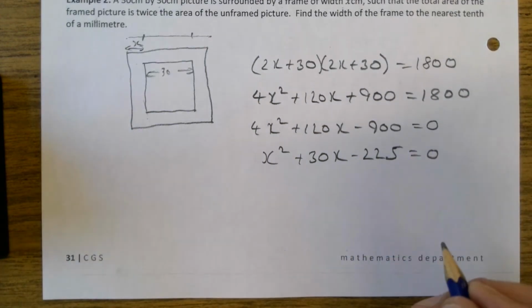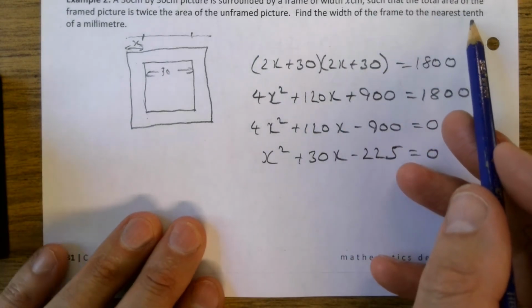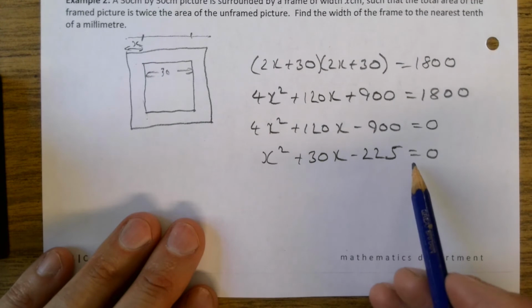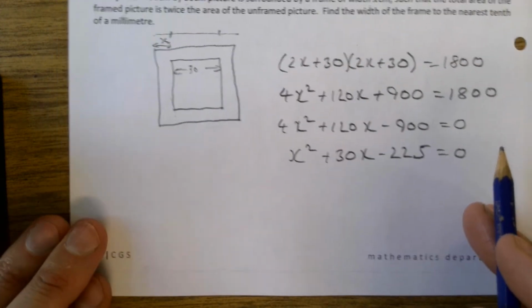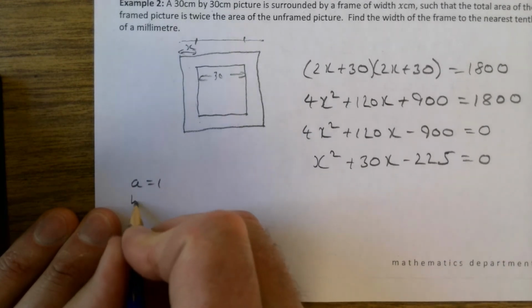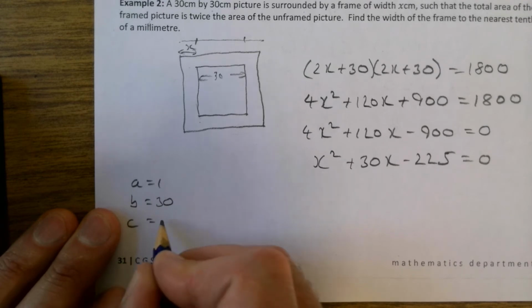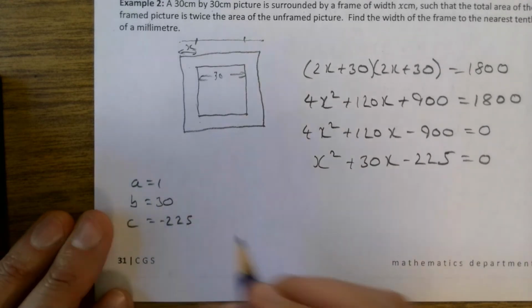I don't think it's going to factorize, and the reason I don't think it's going to factorize is because it says give it to the tenth of a millimeter. So it would suggest to me that it's not actually going to factorize. So let's put these numbers into the formula and see what we end up with. Our a is 1, our b is 30, and our c is minus 225.